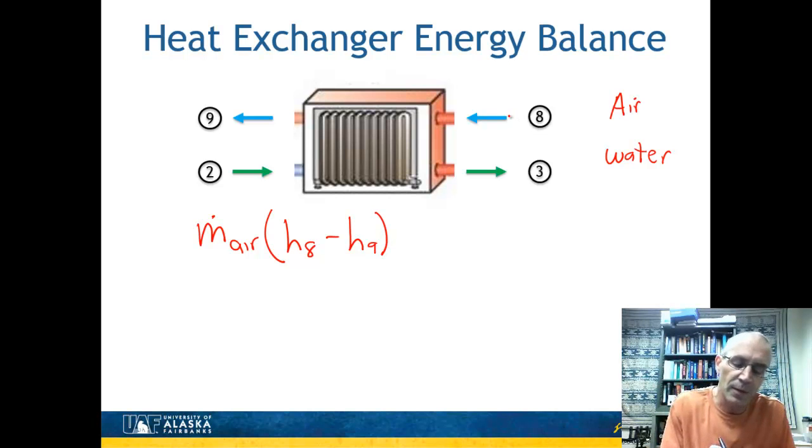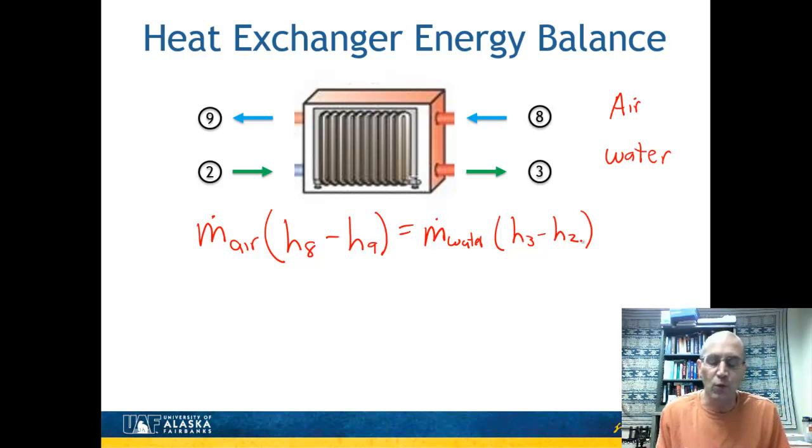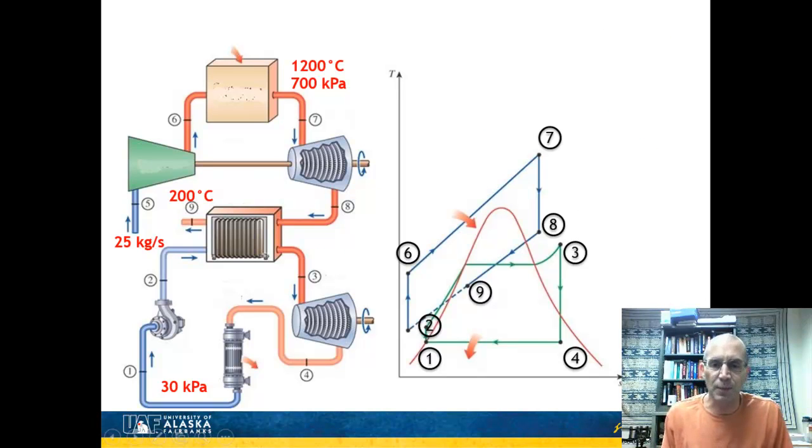This is the hot air coming in on this side. And that's going to be balanced with the mass flow rate of water times H3 minus H2, for the water. What this does is fix the mass flow rate of water relative to the mass flow rate of air, such that this heat exchanger energy is balanced. So we've got energy going from the air into the water. That's the last energy balance we're going to need to solve problems using the combined cycle. So here's the example we're going to do.